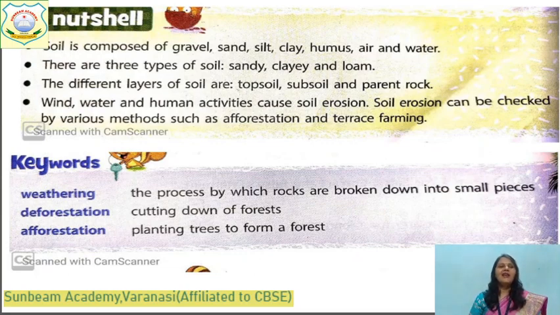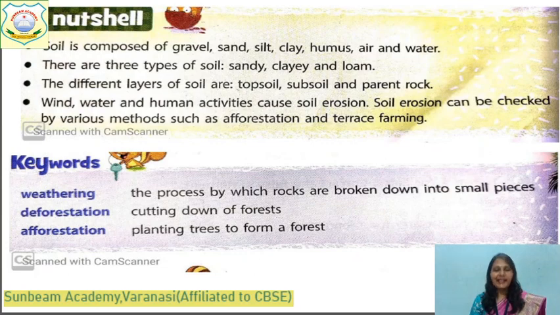Children, soil gets eroded. How does soil erosion occur? Wind, water, and human activities cause soil erosion. And soil erosion can be stopped or checked by various methods. The methods are afforestation. What is afforestation? Planting more and more trees. And terrace farming. It is a special type of farming by making terraces on the slope to avoid soil erosion.